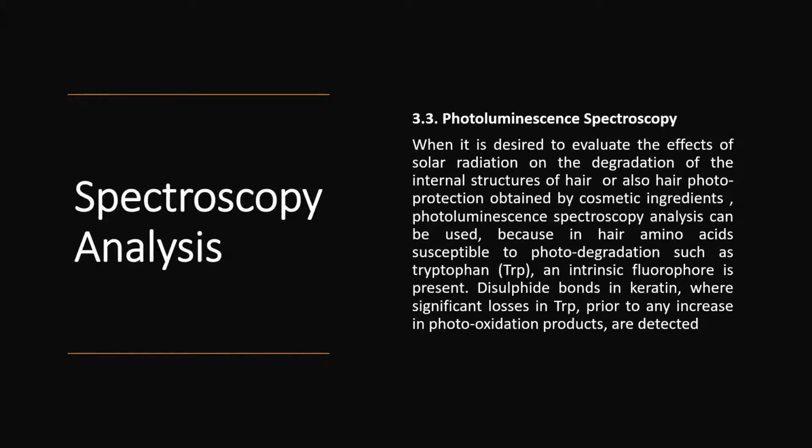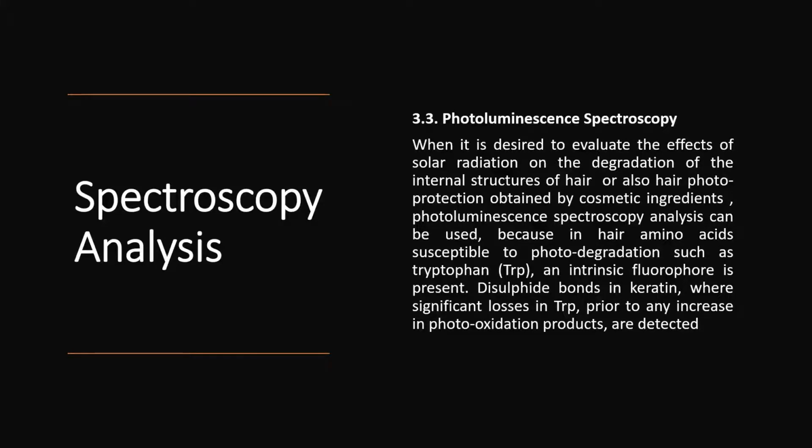Now, photoluminescence spectroscopy is used to evaluate the hair shining properties. It is used when it is desired to evaluate the effects of solar radiation on the degradation of the internal structure of the hair, what harmful effect solar energy is making to the hairs, or the hair photo protection obtained by cosmetic ingredients. If you are using any cosmetic hair product claiming sunlight protection, like we use various sunscreen creams, such protection needs to be determined using photoluminescence spectroscopy.